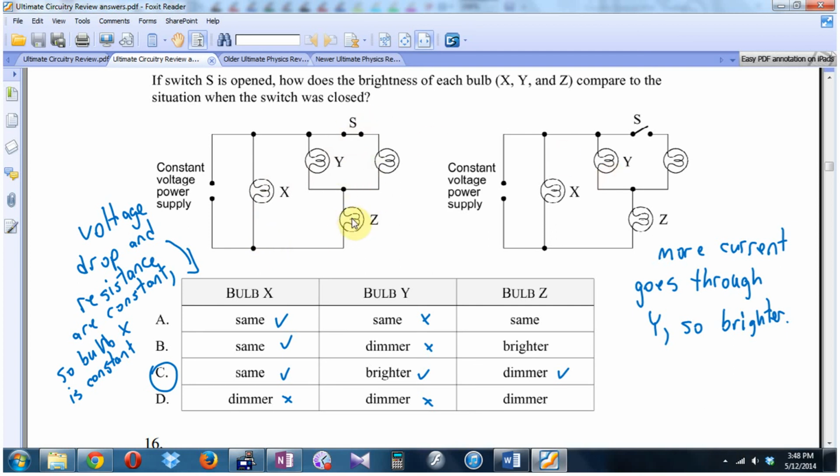I really want to know what happens to the amount of current flowing through Z. Well, when I opened the switch, I said Y is going to get brighter, because right now Y is splitting current between the mystery bulb and itself. Opening the switch, more of the current is going to go through there. So I said Y is going to be brighter, and I think I quit there because every other answer was wrong, but dimmer.